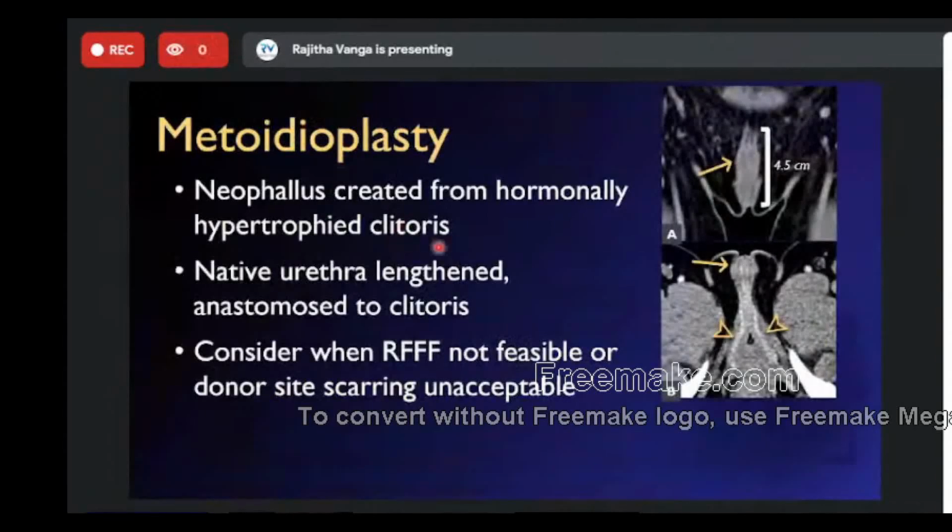In metoidioplasty, only the hormones are given. So it is known as meta. Metoidioplasty, otherwise known as meta, is described as working with the existing genital tissue to create a new phallus with the help of hormones. Here in this image, the new phallus, that is the clitoris, is shown.